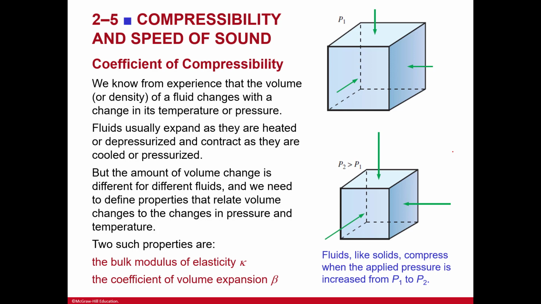Two of these properties are the bulk modulus of elasticity, which is K, and the coefficient of volume expansion, which is beta. Here, fluids, like solids, compress when the applied pressure is increased from P1 to P2, which is the pressure at state 1 and the pressure at state 2. This is just saying the pressure at state 2 is greater than the pressure at state 1. So we went from the pressure at state 1 and compressed, and obviously got a lot smaller, and therefore the pressure we are experiencing at state 2 is much greater than at state 1.